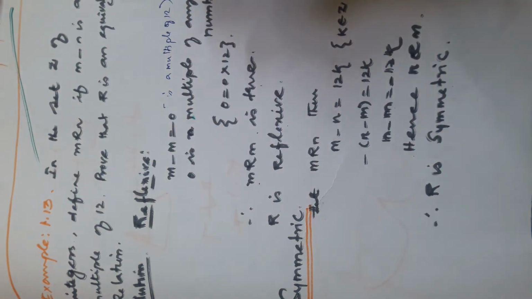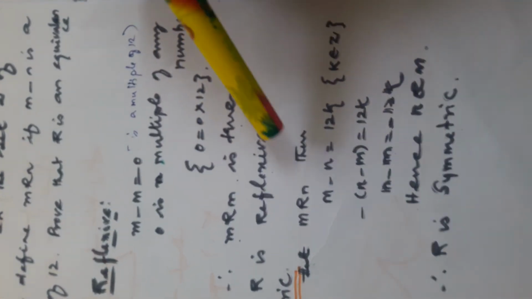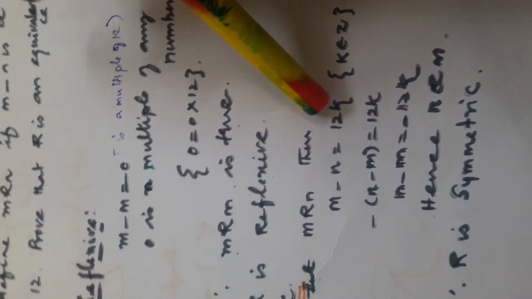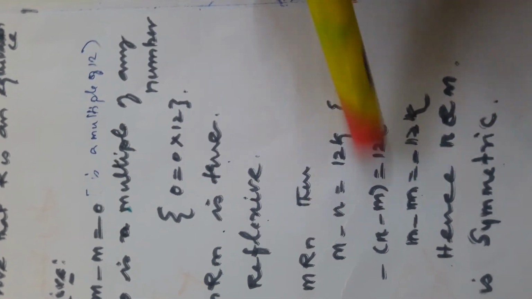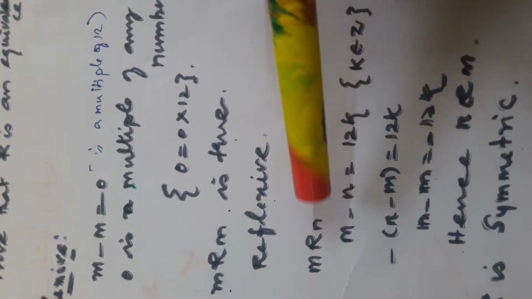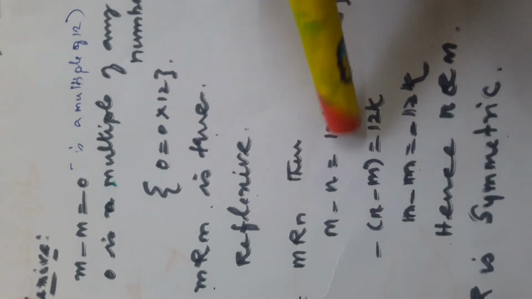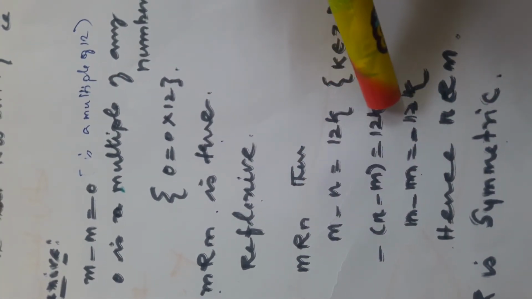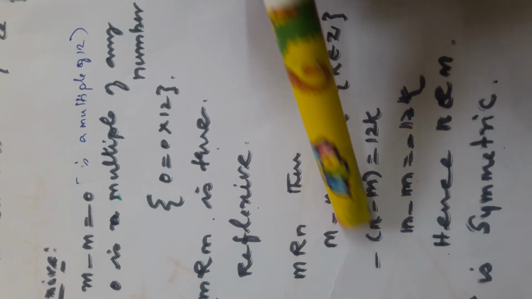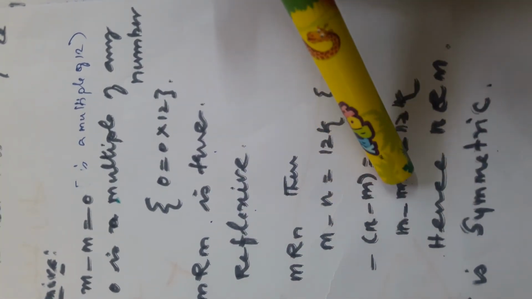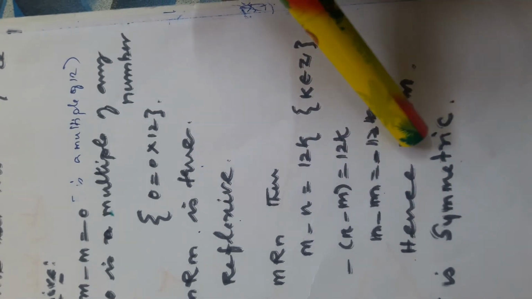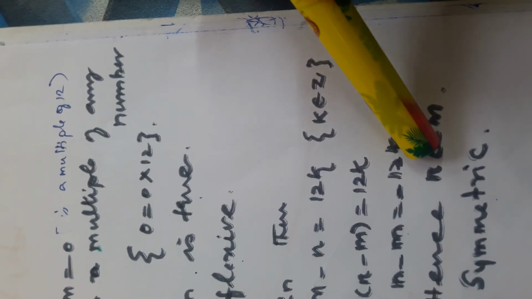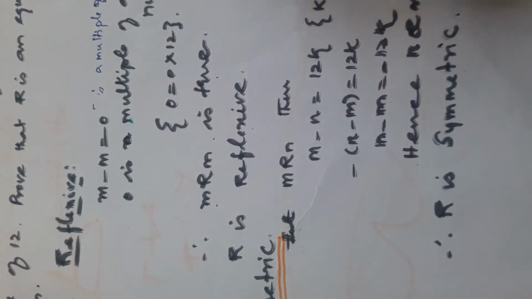Like that, symmetric: m related to n, then m minus n equal to some multiple. It can be 12 or 24 or 36. So it depends upon your k values, right? So m minus n equal to 12k. I am taking minus as a common factor. It will be n minus m equal to 12k, so that minus we can take to the right side. It will be n minus m equal to minus of 12k. Hence n is related to m. You have to understand this is R. Therefore R is symmetric. Okay.